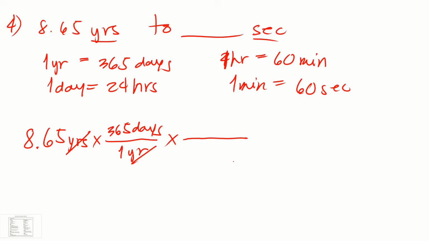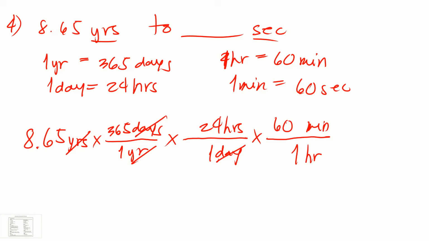So 1 day sa ilalim para ma-eliminate natin siya. And then ilagay natin dito 24 hours. So na-eliminate na natin yung days. So let's now convert hours to minutes. So 1 hour ilagay natin sa ilalim, and then ilagay natin dito yung minutes, 60 minutes.